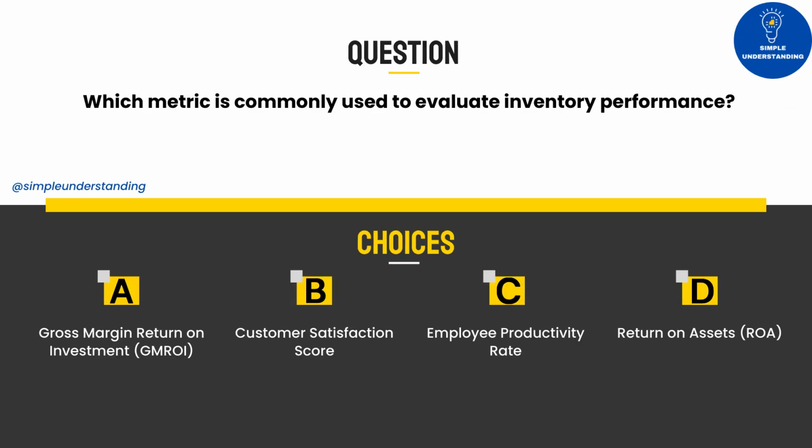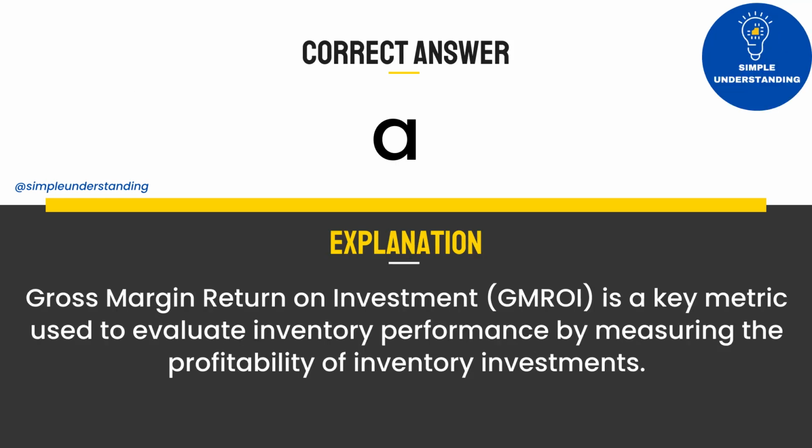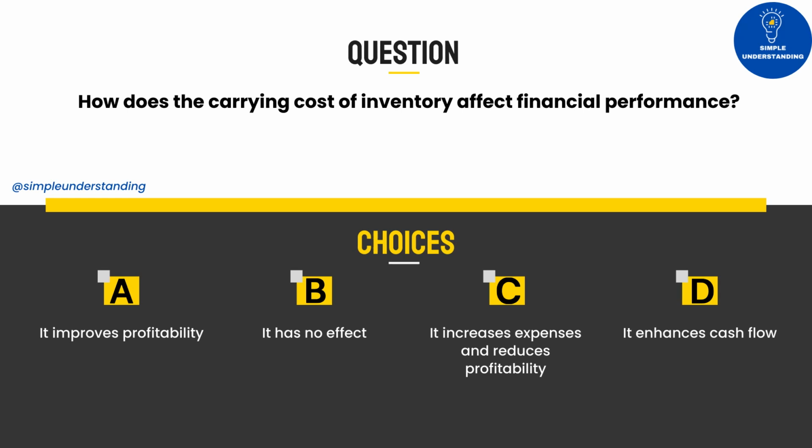5. Which metric is commonly used to evaluate inventory performance? A. Gross margin return on investment, GMROI. B. Customer satisfaction score. C. Employee productivity rate. D. Return on assets, ROA. Correct answer, A. Overall explanation. Gross margin return on investment, GMROI, is a key metric used to evaluate inventory performance by measuring the profitability of inventory investments.